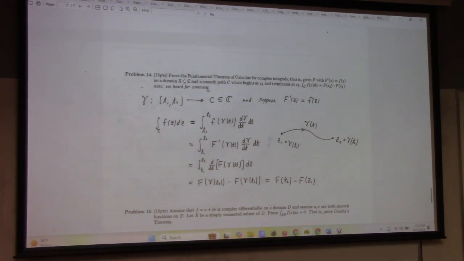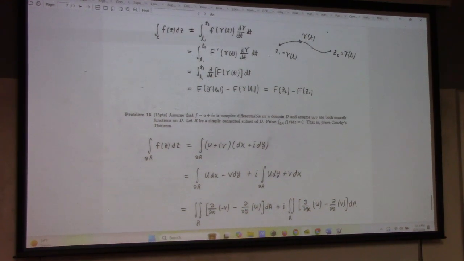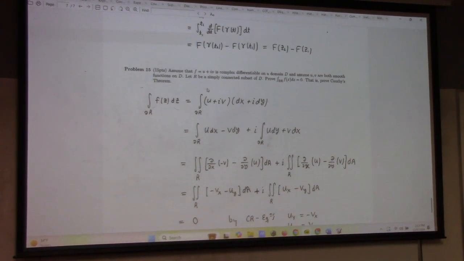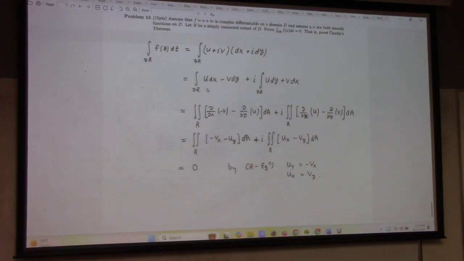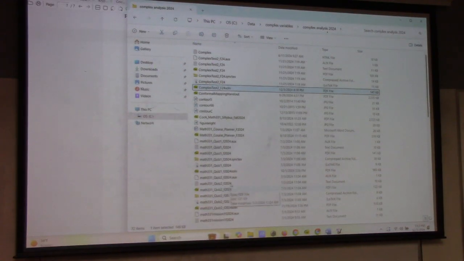But this one was pretty straightforward. You just go to the definition, use the fact that it's an antiderivative, use the chain rule, go back to the fundamental theorem of calculus, and there it is. And this was the Cauchy's theorem proof. We did this in class. We might have done it in a different notation in class. I did it in the real notation this time. It's really just the Cauchy-Riemann equations paired with Green's theorem. That's pretty much it.